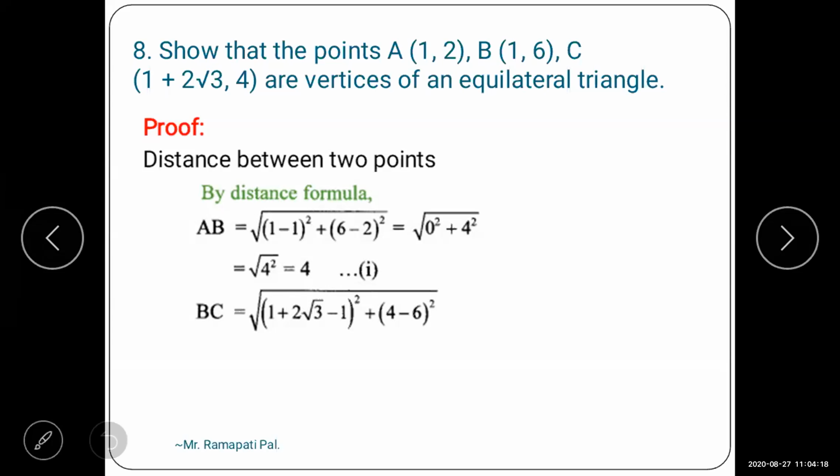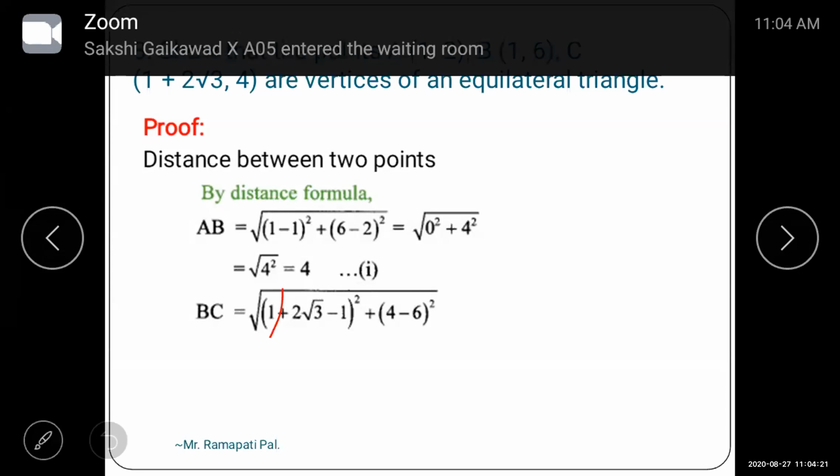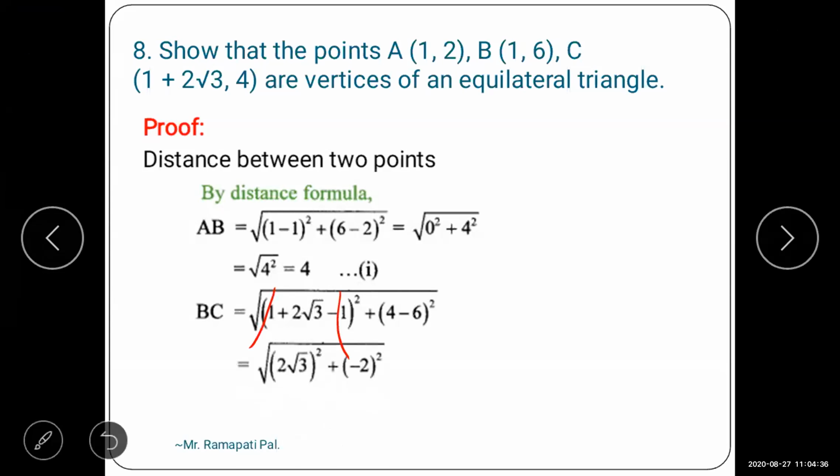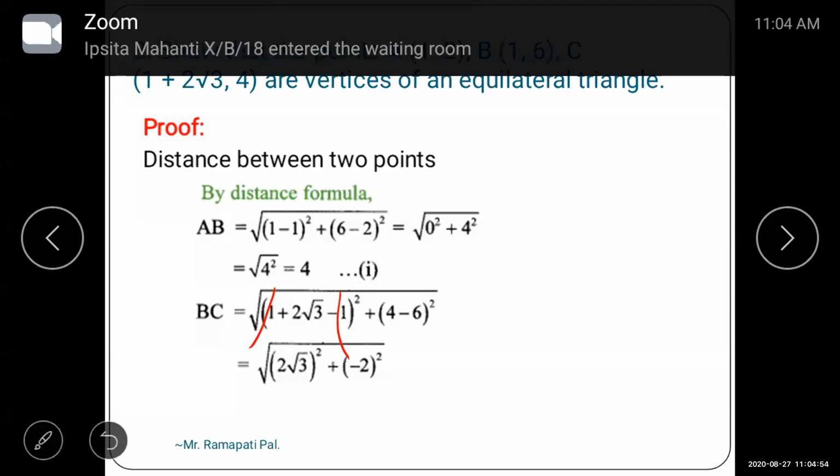So what will become? 1 will be cancelled. This one and this one will cancel. Well, 1 is positive, 1 is negative. So what will remain? Under root, (2 root 3) square plus, in the bracket, (minus 2) square. Correct? Is it clear? Now find out this value. 2 root 3 whole square. Tell me what it is fast.